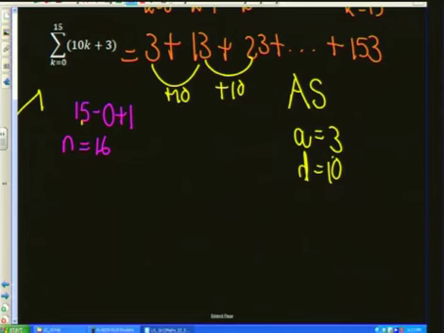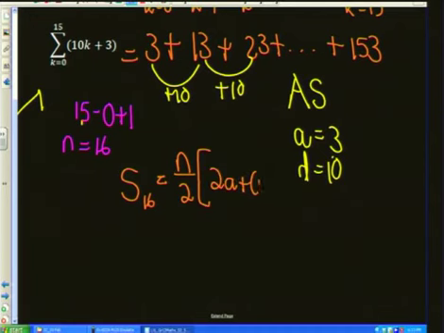Right, so once we're here, we want to sum 16 terms. Now, last week, remember, we talked about the formulas. And the formula for a sum of an arithmetic sequence is n over 2, times 2a plus n minus 1 d.